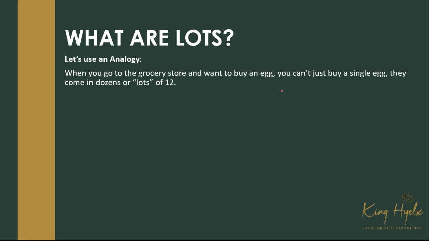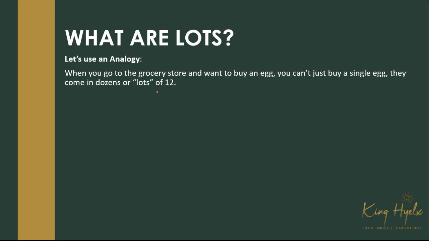When you go to the grocery store and you want to buy an egg, you can't just buy a single egg, right? In the grocery store, they will tell you, okay, you cannot buy this single egg. They come in a dozen, or lots of 12, right? So imagine you can't buy a single egg. You have to buy the entire crate, as we call it here. And in a crate, let's say it's 12 or 24. So that's what we mean by lots, right?